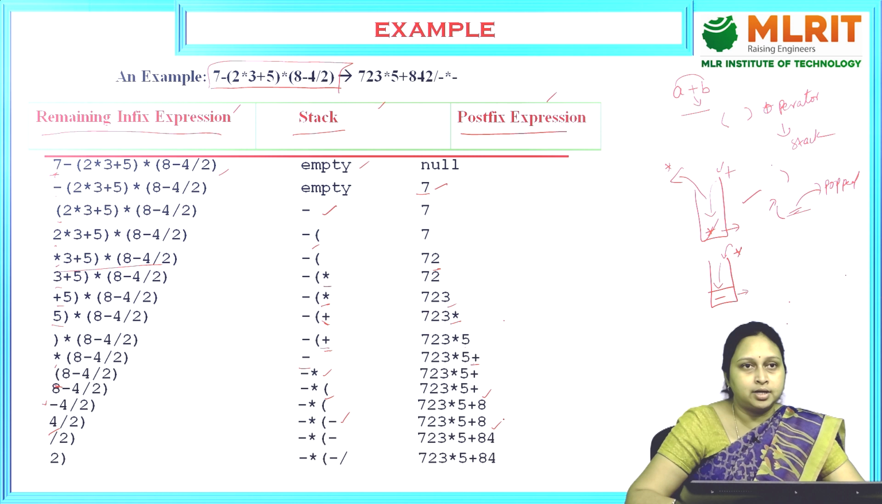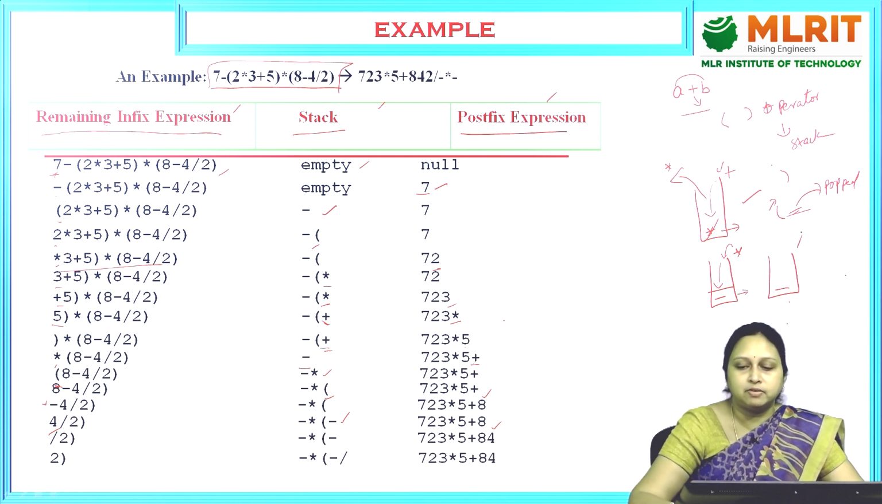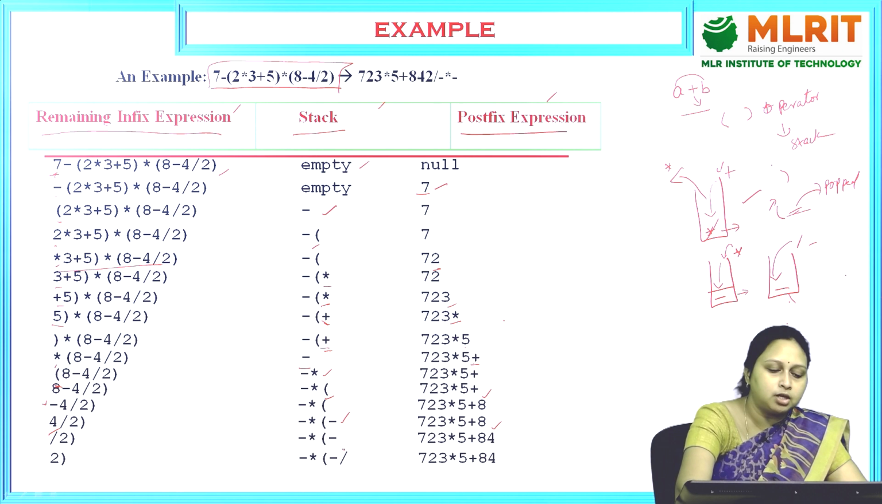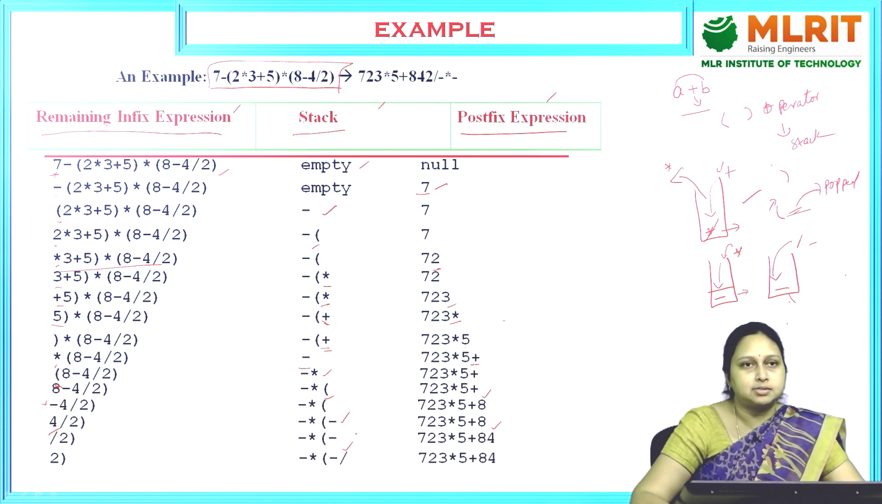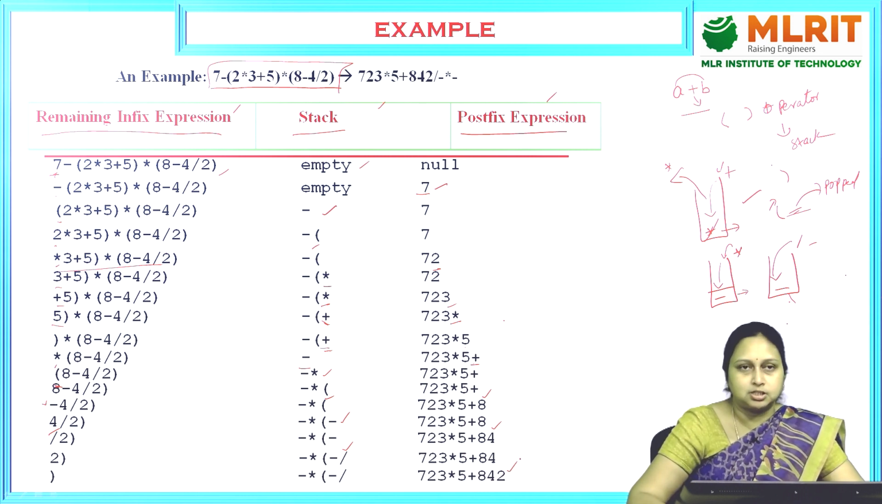Next, the encountered symbol is division. Again you could observe that on top of the stack you have minus, and the incoming symbol is division. This is higher priority and that is lower priority. Here there is no need to check any condition, we are just going to push it onto the stack. That's why we are going to place division on minus. Next, the encountered symbol is 2, so we are going to place it in the postfix expression.